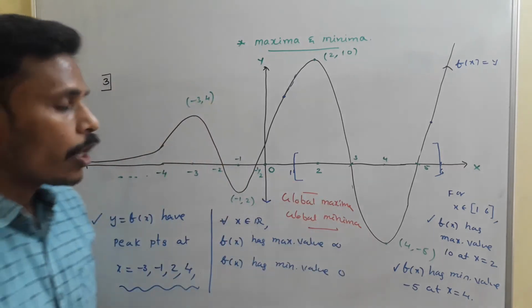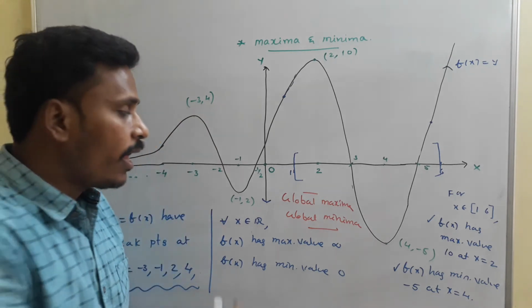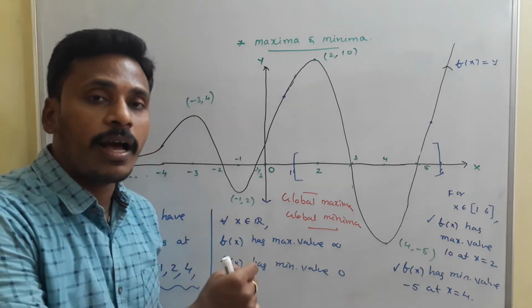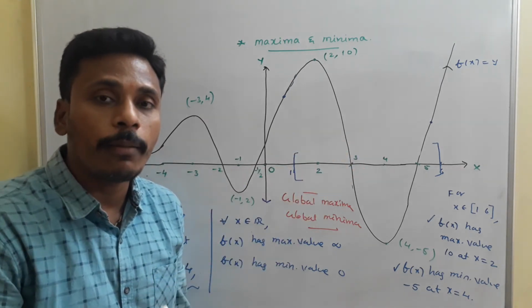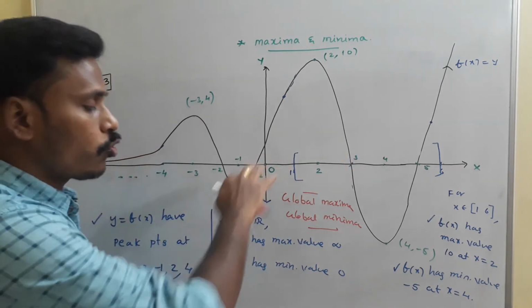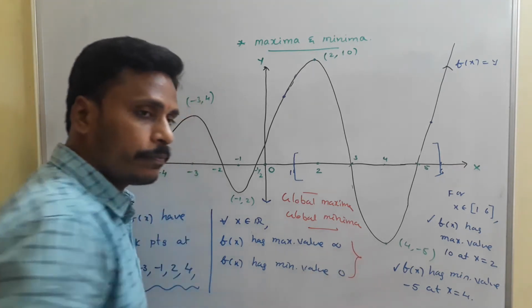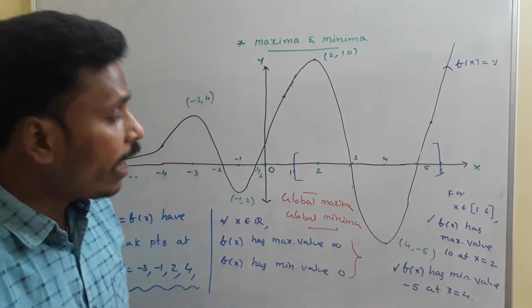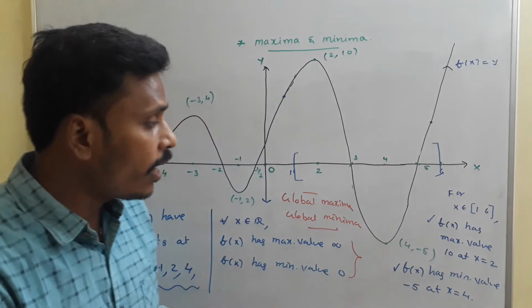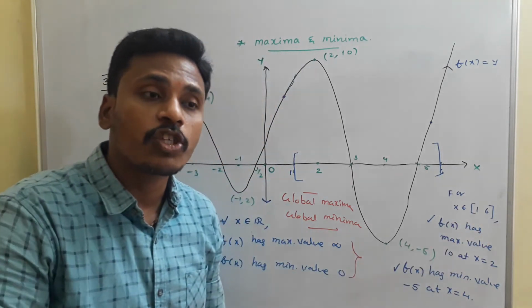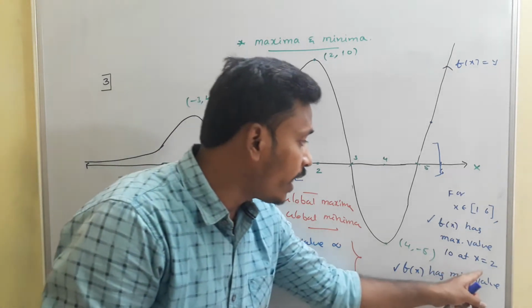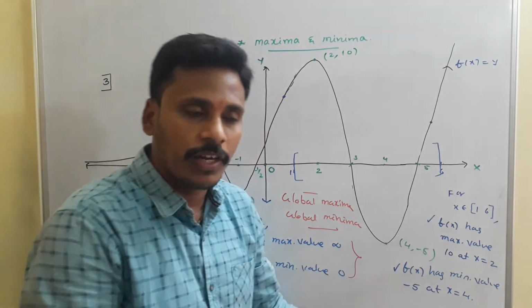Okay, see, global maxima and global minima. f of x has global maxima infinity for all x belongs to R. f of x has global minima 0 for all x belongs to R. Likewise we will mention. And in the same way, f of x has global maxima 10 in the interval 1 to 6. f of x has global minima minus 5 in the interval 1 to 6. That's another way to say.